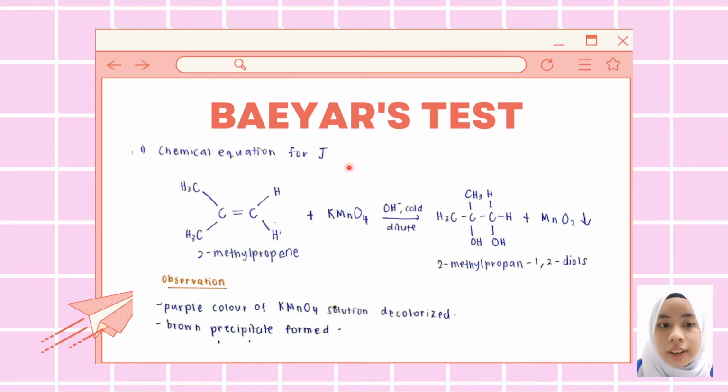So let's move to another question, which asks for a chemical test to distinguish between J and M, with the chemical equation and the observation. For the first one, J is 2-methylpropene. 2-methylpropene is oxidized by cold, dilute potassium permanganate and forms 2-methylpropane-1,2-diol and manganese dioxide. This reaction is called Baeyer's test. So let's move to the observation. The observation is that the purple color of the KMnO4 solution is decolorized and a brown precipitate forms.